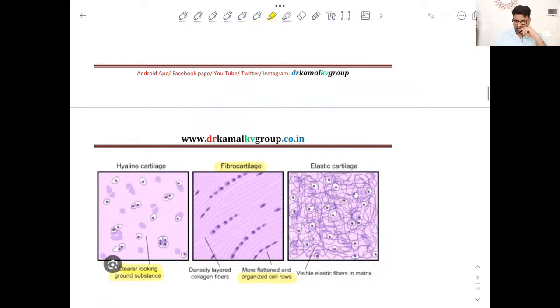So out of the three, fibrocartilage is pretty easy, and I'm very sure no one will mark this wrong if it comes in the exam. So fibrocartilage, quite easy to identify. And then there are, of course, densely layered collagen fibers. You can see the lines in the image, right? So this is all collagen fibers, and these are all chondrocytes. Clear? So fibrocartilage, then hyaline cartilage and elastic cartilage, right? So this is the elastic cartilage.